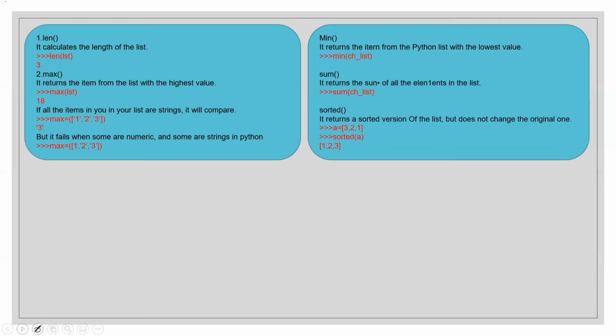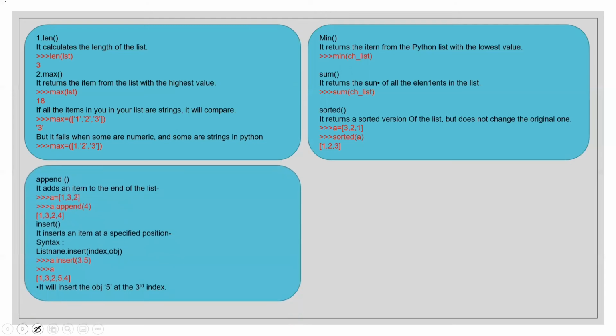Then sorted is used for sorting the list into ascending order. So in list, we do not have a method to sort elements in descending order, but we can do it using two operations. First, we can sort the list using the sorted method. It will sort the list in ascending order. Then we can use another method, which is reverse. It reverses the order, which means that if you reverse the ascending order, it's obviously going to give you the descending order. Append we have already talked about.